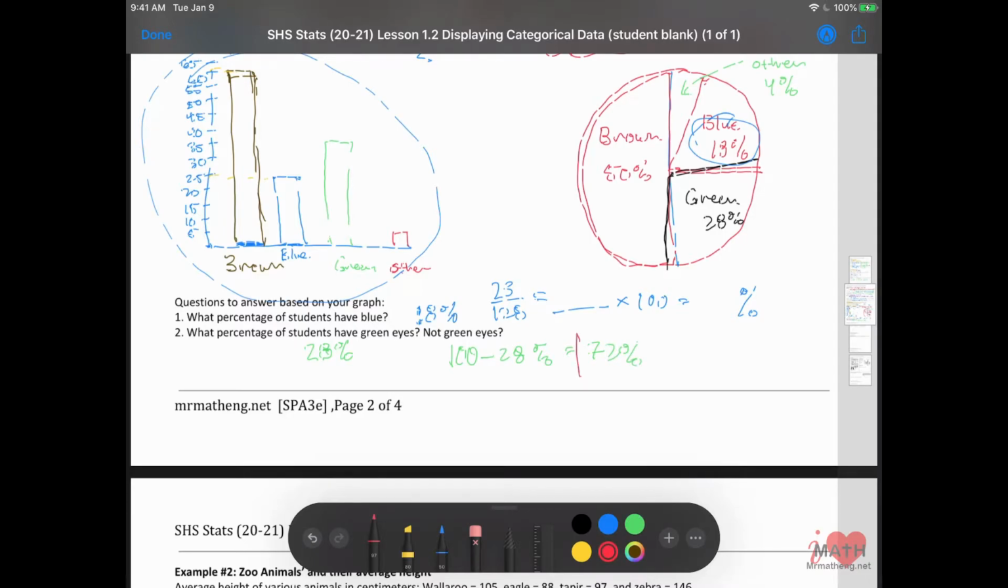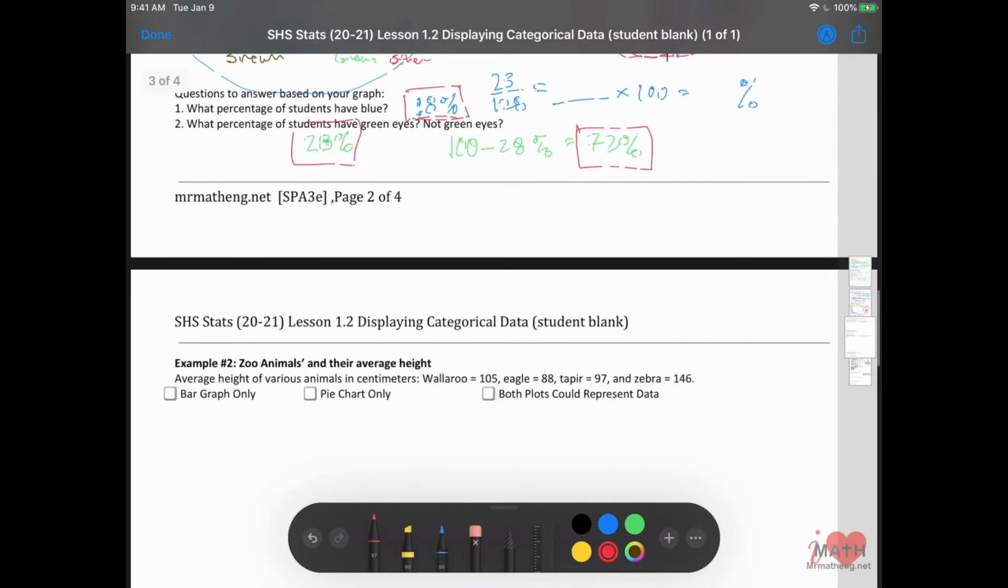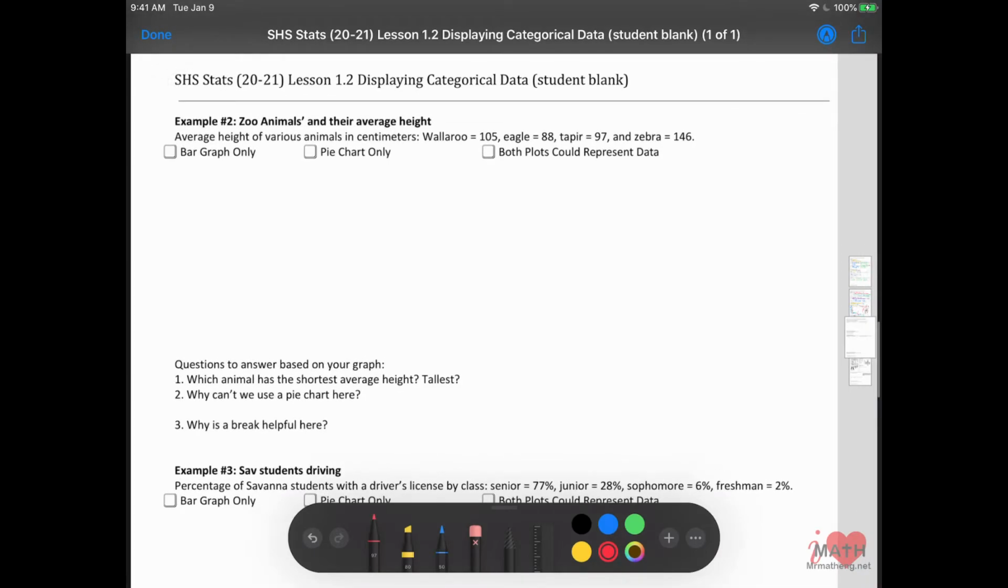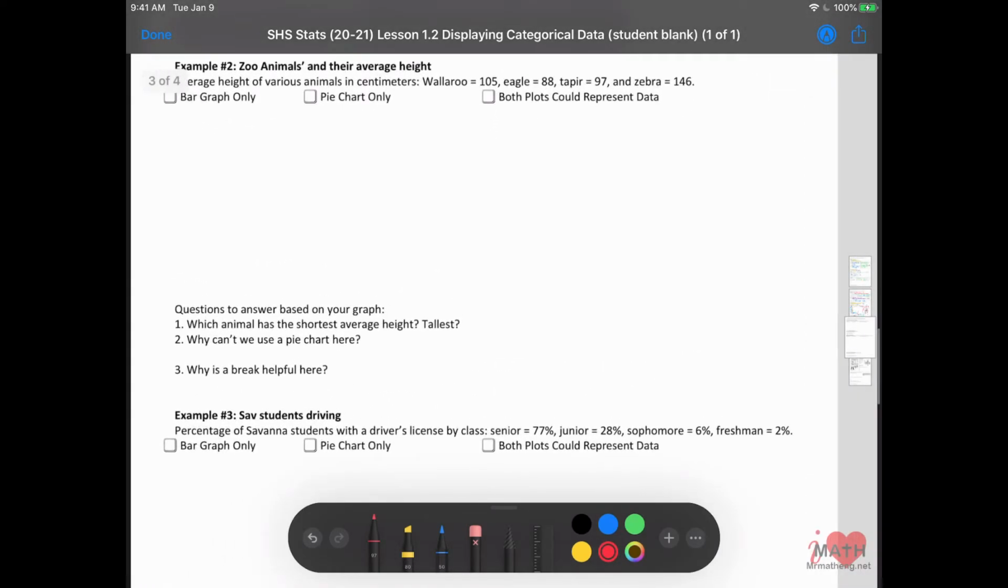Let's practice boxing our answers there. Answers. All right, let's go on. And why don't you go ahead and press pause at this moment. And then I want you to go ahead and try examples 2 and 3. And then I'll do those step by step with you in a second.